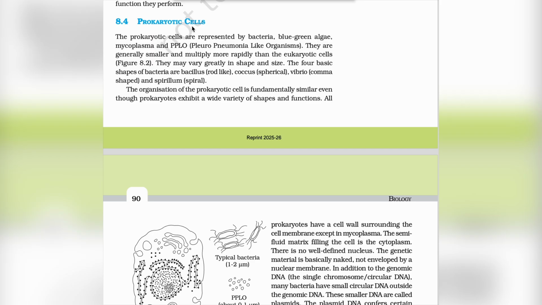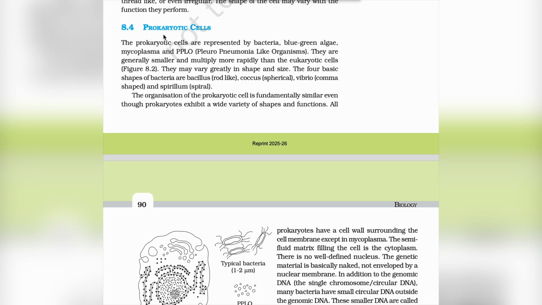Let's read about prokaryotic cells now. The prokaryotic cells are represented by bacteria, blue-green algae, mycoplasma, and PPLO, pleuropneumonia-like organisms. They are generally smaller and multiply more rapidly than the eukaryotic cells, as can be seen in figure 8.2.